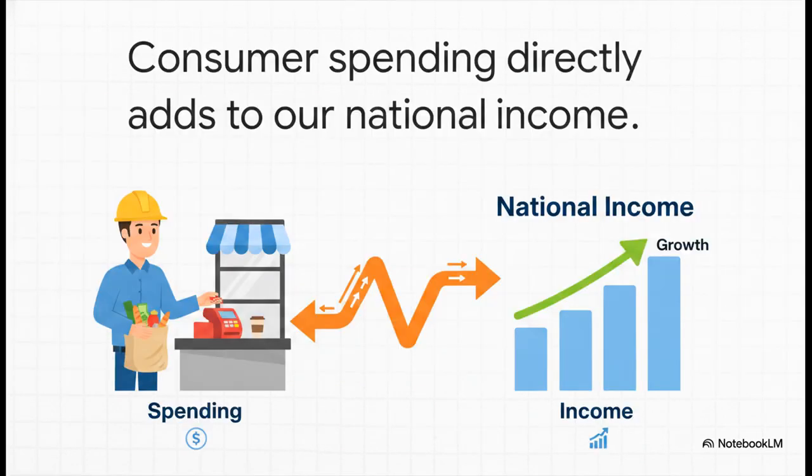And right here is the absolute crucial takeaway I want you to remember. Consumer spending directly adds to our national income. Think about it. Because consumption is such a fundamental, massive part of our GDP, this brand new spending by those construction workers literally causes national income to rise. They are consuming more out there in the real world, which means the economy is physically expanding. And all of this is happening simply from them buying their daily goods and services with that newly earned money. It's like they're passing the baton in a relay race.